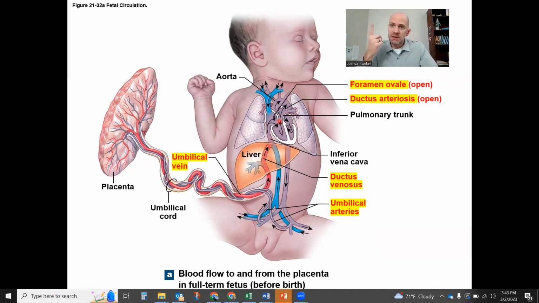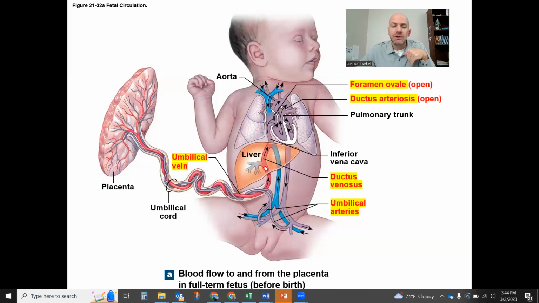So principle number one: avoid the lungs. Because blood flow going to the lungs is useless in the fetus. So there's a couple of mechanisms there. There's the foramen ovale, which moves the blood directly from the right atrium into the left atrium. And the ductus arteriosus moves blood from the pulmonary trunk directly into the aorta. In both cases, those are two mechanisms to bypass the pulmonary circuit and dump it right into the systemic circuit.